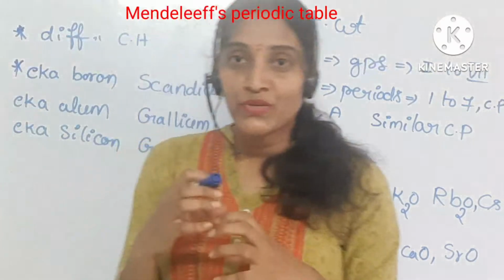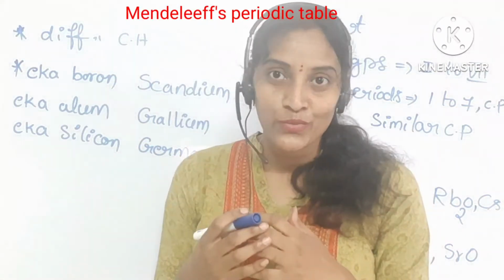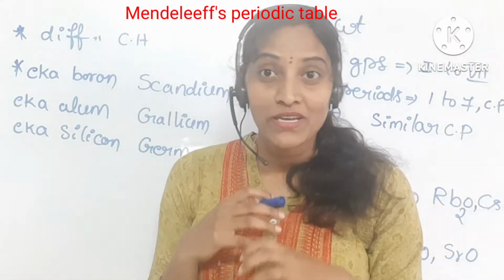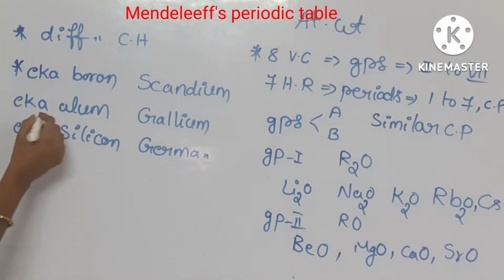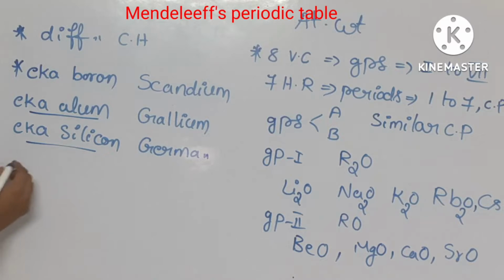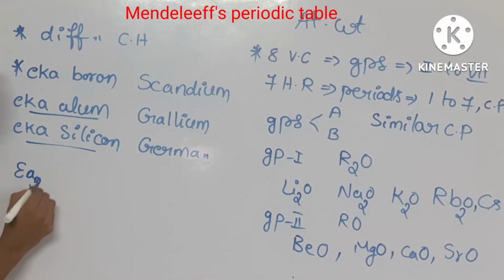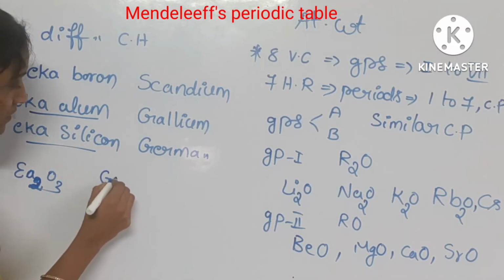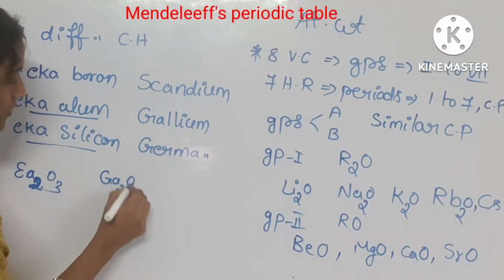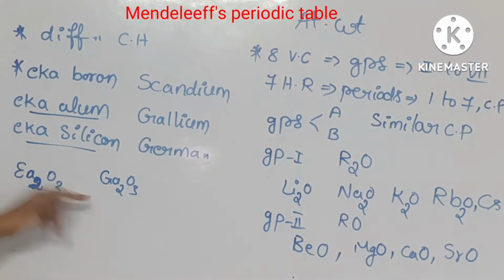How are his predicted properties and the observed properties, are they similar or not? You can take Eka aluminium and Eka silicon. If Eka aluminium reacts with oxygen, it forms the oxide Ea2O3. If gallium reacts with oxygen, it forms Ga2O3. See, the oxides are similar.